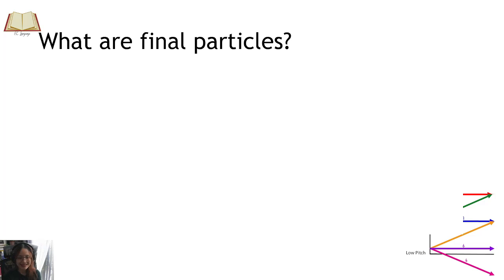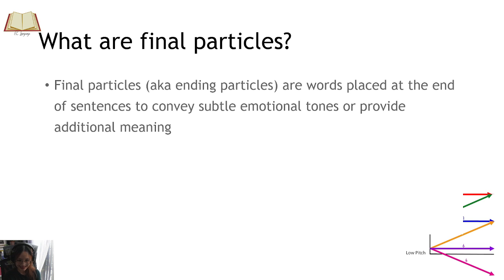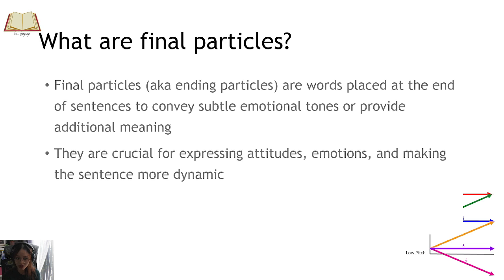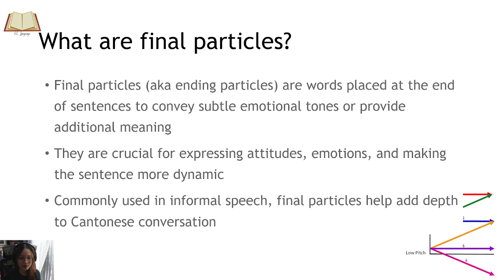They are also known as ending particles, and these are words or sounds that are placed at the end of sentences. We use them to change the tone and meaning of a sentence in a subtle way. They are very important because they help us express a range of different attitudes and emotions. And they are mostly used in informal speech, meaning you may not hear or use these in more formal situations, like on the news or even in writing.